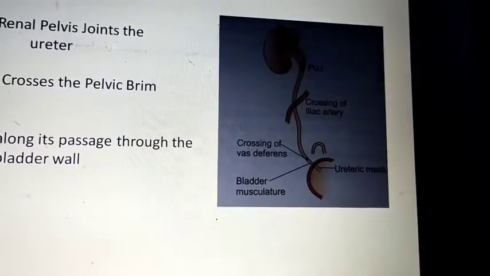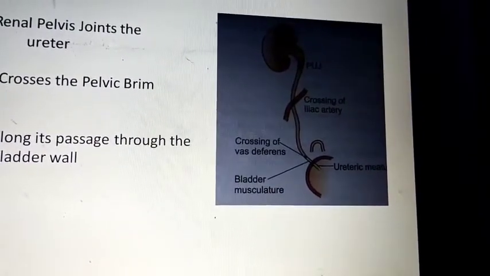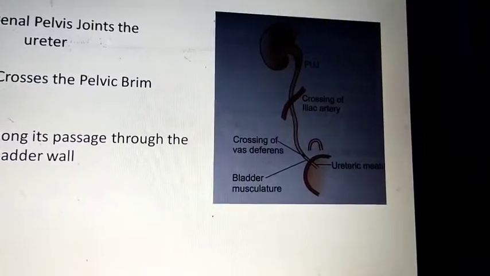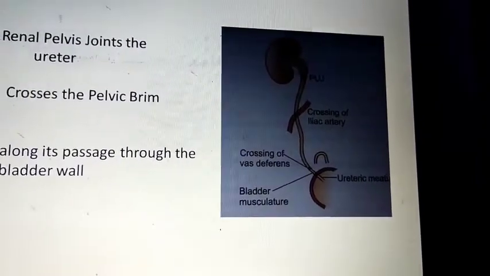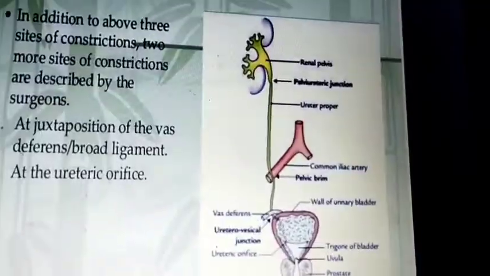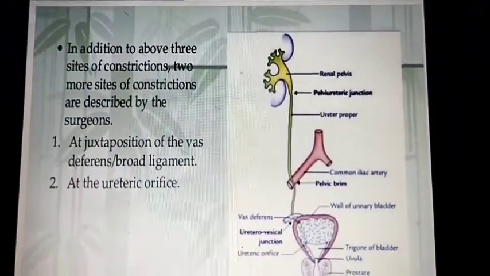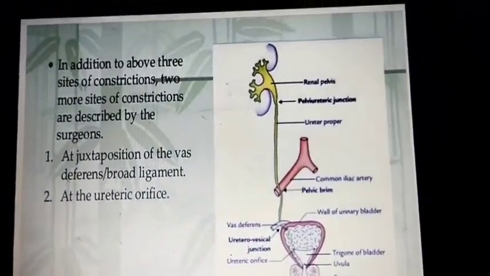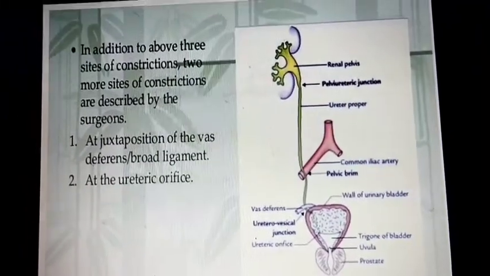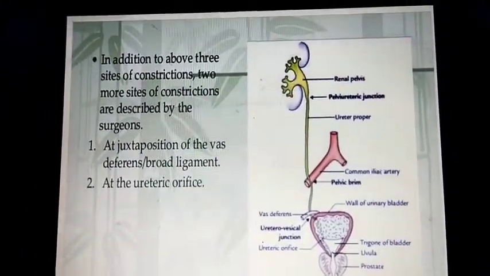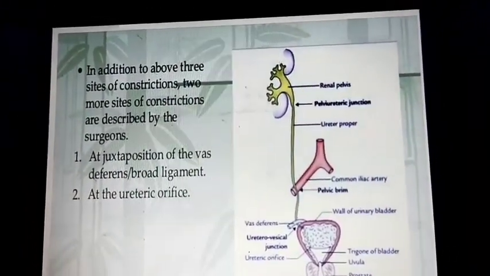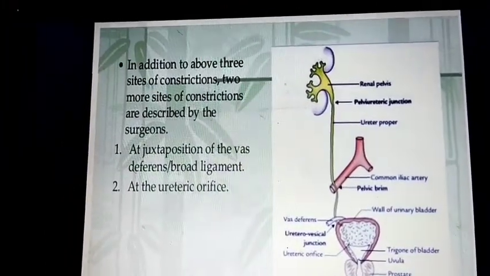These are 3 constrictions, and there are another 2, where the iliac arteries pass and where the vas deferens crosses. There are further 2 constrictions. These are the surgical constrictions. According to surgical anatomy, there are 5 constrictions.